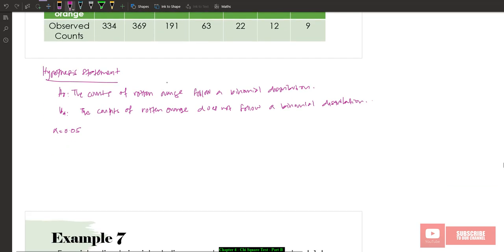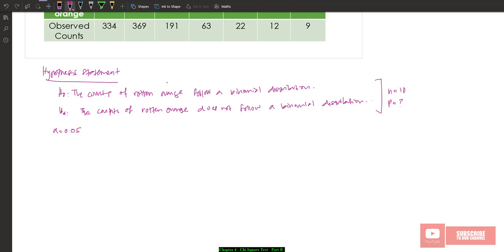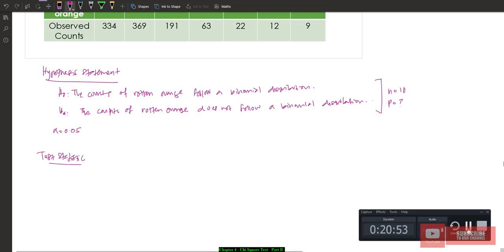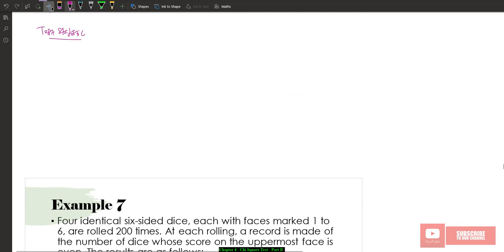So from here we know that our n is equal to 10 and p remains unknown, because we need to calculate the probability of rotten, right? Then we need to do the second step, which is the test statistic. In our test statistic, we don't know the value of p, so we need to estimate the value of p using the probability value, right? So this one we need to do a test statistic.